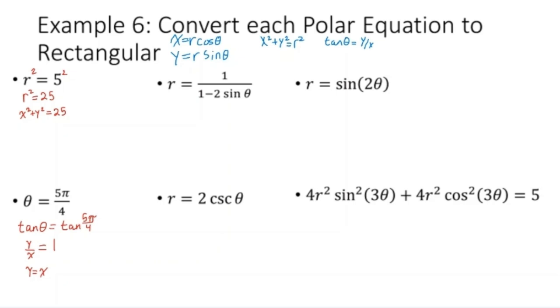If we take a look at what we have so far, the first thing we can do is go ahead and clear those fractions. When we multiply both sides by 1 minus 2 sine theta, we get r times 1 minus 2 sine theta equals 1. Then we can distribute the r, and we get r minus 2r sine theta equals 1.